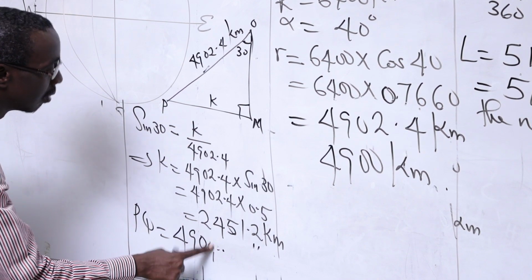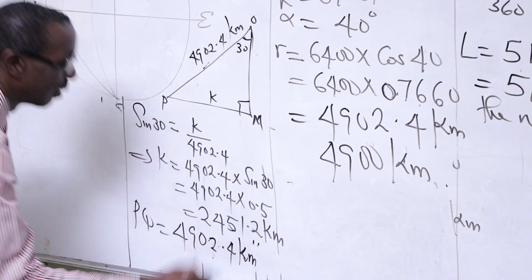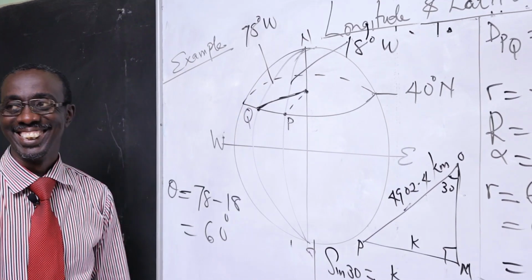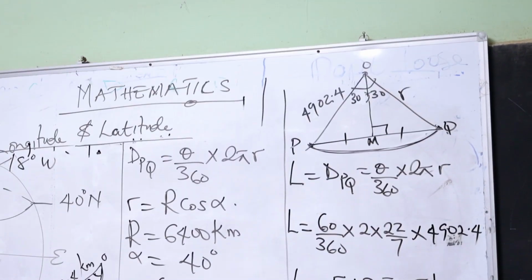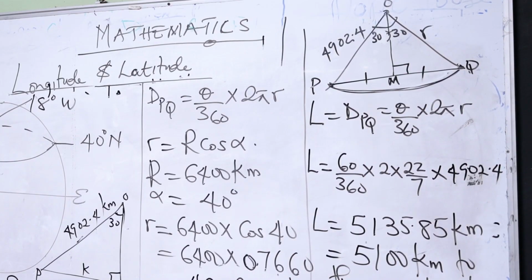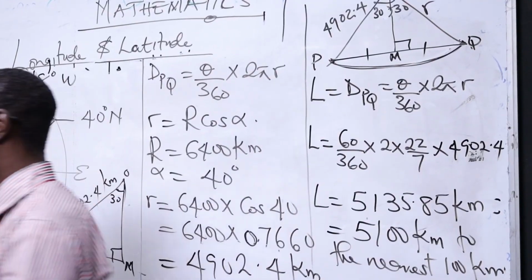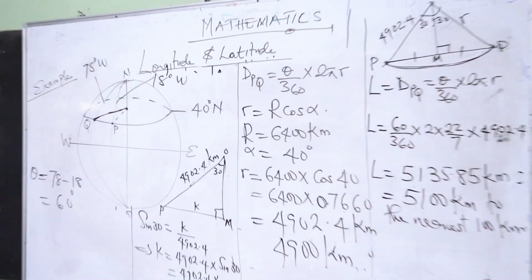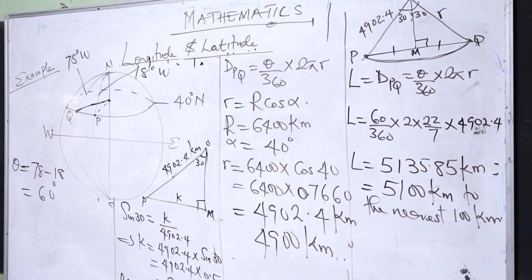So we are just emphasizing a process. They can ask you to find the length of an arc. They can also ask you to find the length of a chord. For that, I think we are done. To the nearest, of course, that will be 4900 kilometers.